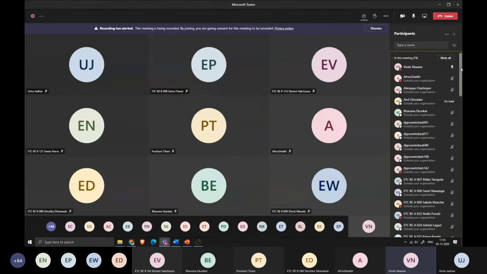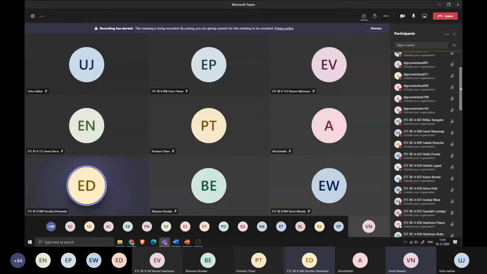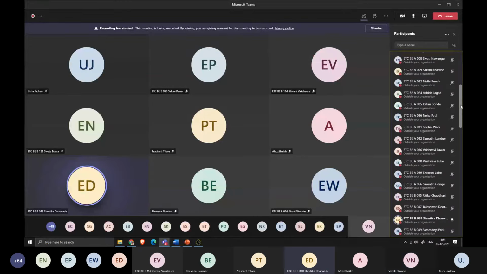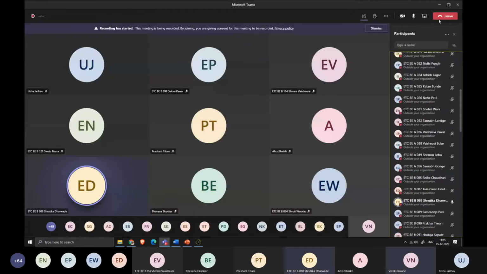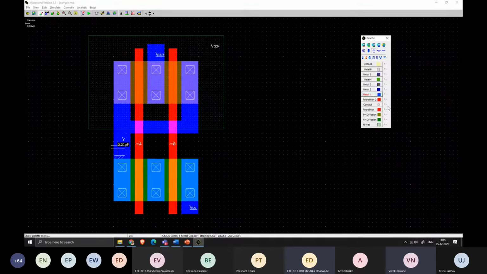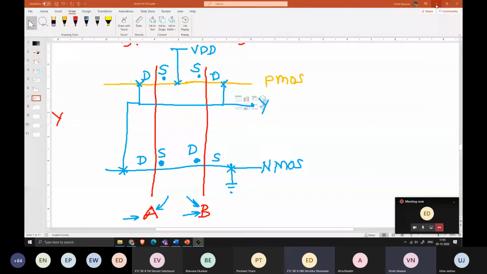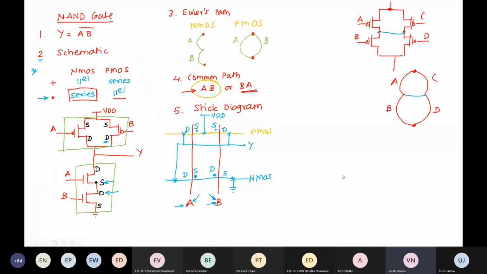Can we ask someone? Sir, can you explain stick diagram again? Stick diagram? फिर से explain करो ना. Okay, fine. So we will go back to PPT and let us start the slideshow. Stick diagram. तो अभी क्या करते हैं, पिछली बार AB लिया था ना, तो इस बार BA लेते हैं. मतलब we want to use this common path. Is it okay?